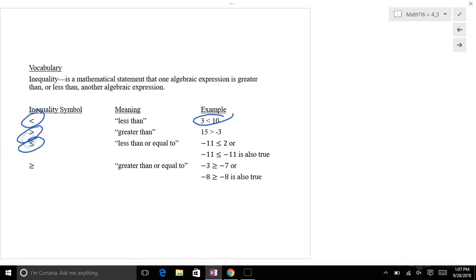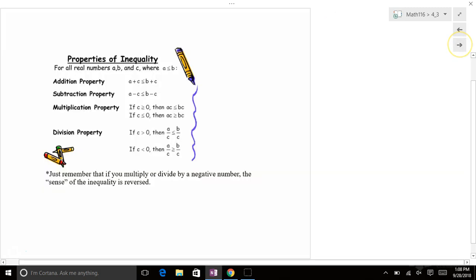We got a less than or equal to symbol, so negative 11 is less than or equal to 2. But it's also true that negative 11 is less than or equal to negative 11, because it's only got to be one or the other. It's got to be less than or it's got to be equal to. It's one of the two. So both of these are actually true statements there. Then we get the greater than or equal to sign.